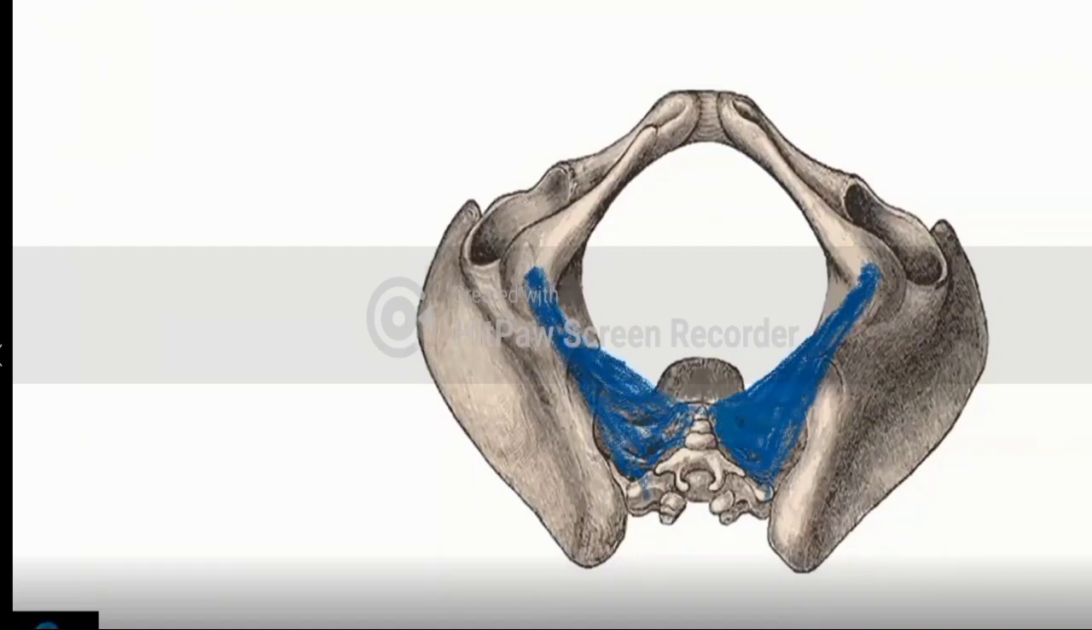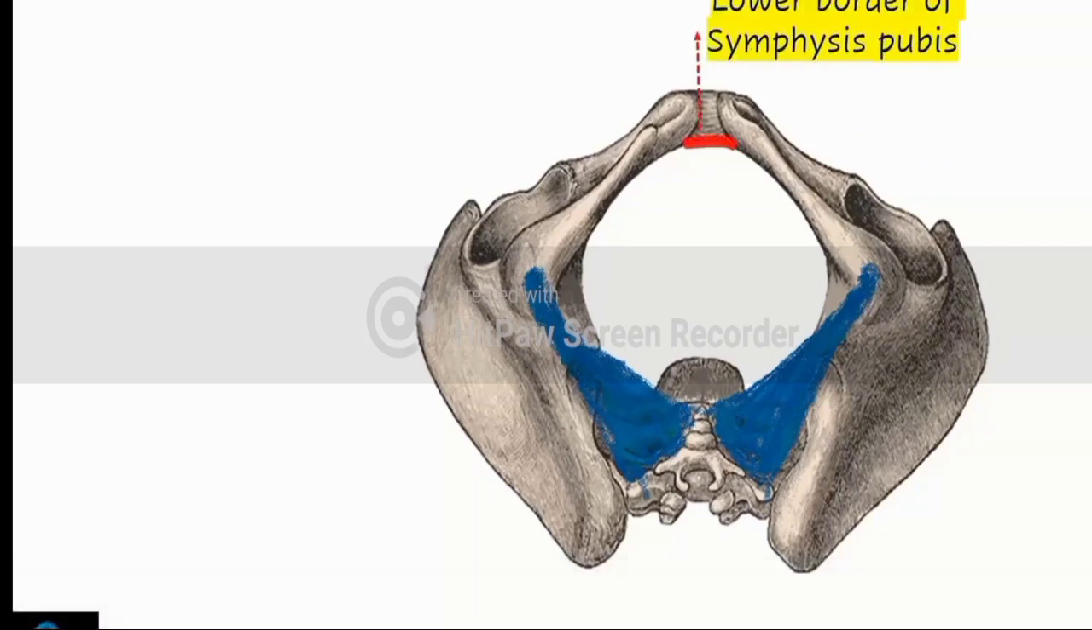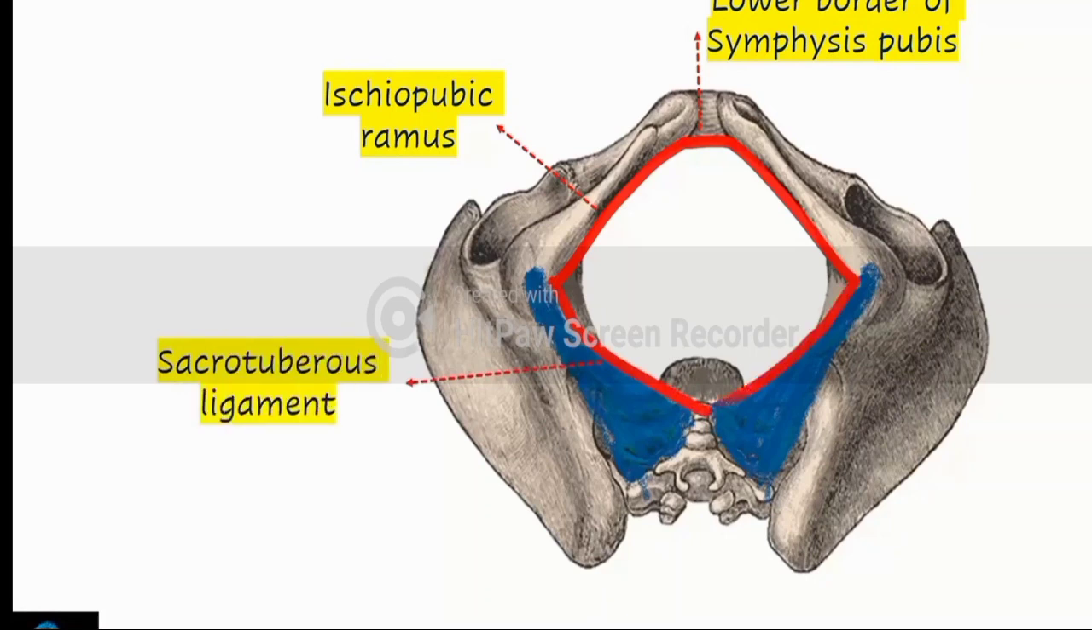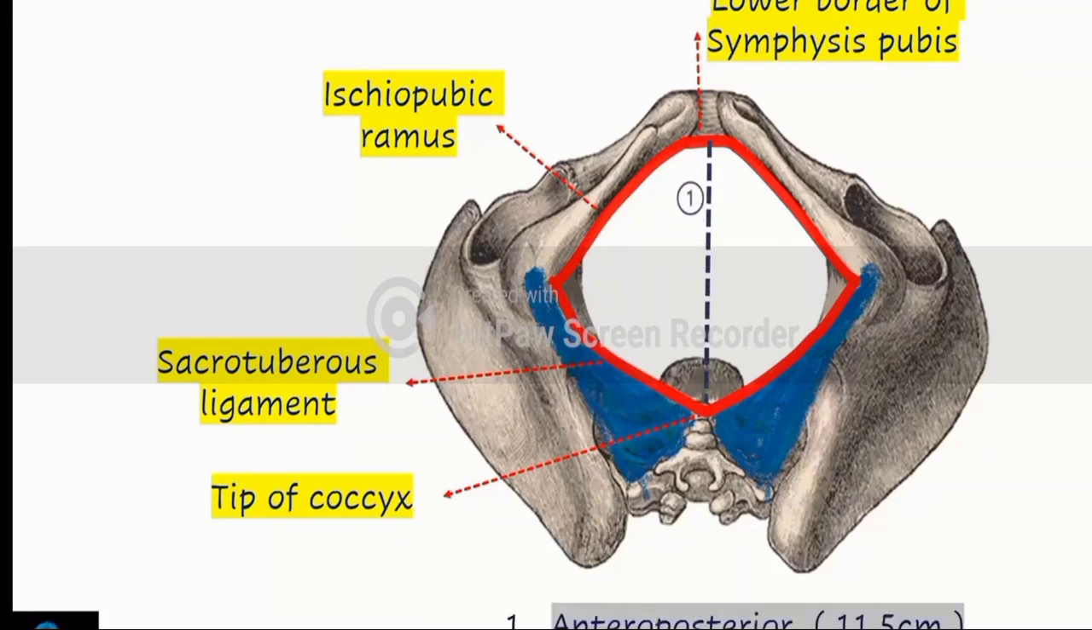The plane of anatomic outlet extends from the lower border of symphysis pubis through the ischiopubic rami to the ischial tuberosity, through the sacrotuberous ligaments, to end at the lower end of the coccyx. It has an anteroposterior diameter extending from the lower border of symphysis pubis to the tip of coccyx and measures 11.5 centimeters, and a transverse diameter extending between the two ischial tuberosities, known as bituberous diameter, and it measures 11 centimeters.